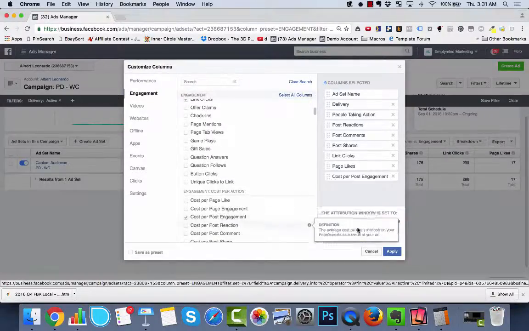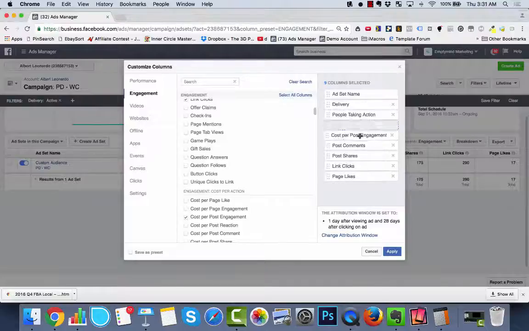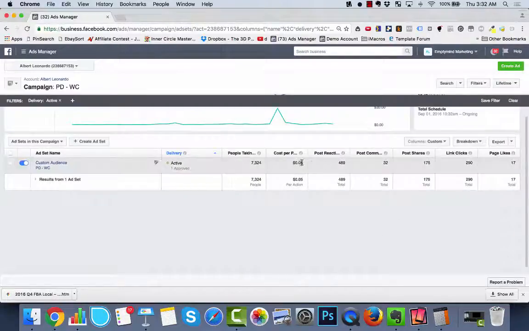Cost per post engagement, right? And then you can move it to wherever you want. For example, let's put it here. Alright, so these are the costs. This is the cost per engagement, or CPE.